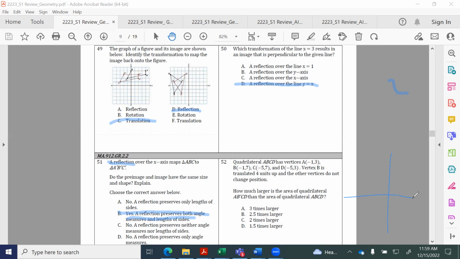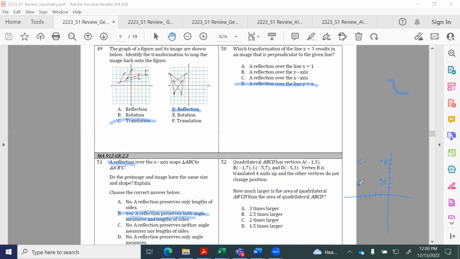But if we were to do this, we could graph all those points. So we have -1, 3, 1, 1, 2, 3. So we have a point here. Then we have a point at -1, 7, 1, 7. Next, we have a point at -5, 7. We have a point at -5, 3. So these were points A, B, C, and D.